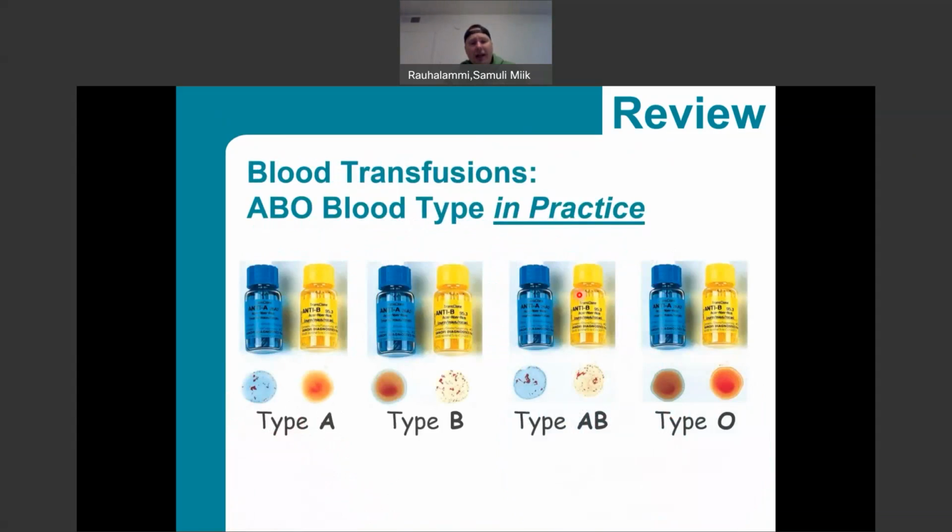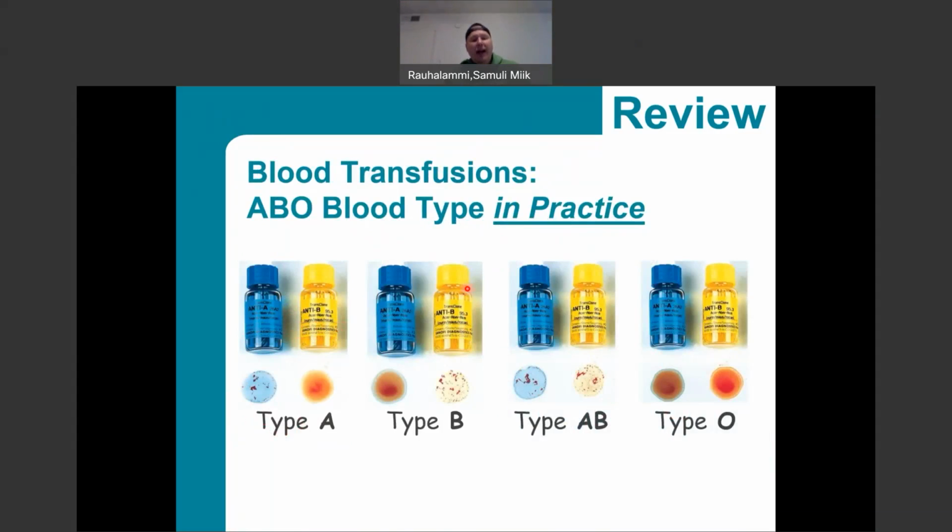This is what you did in the class. So you saw if you had a reaction for anti-A serum, but you didn't have a reaction for anti-B serum. That meant that you were blood type A.